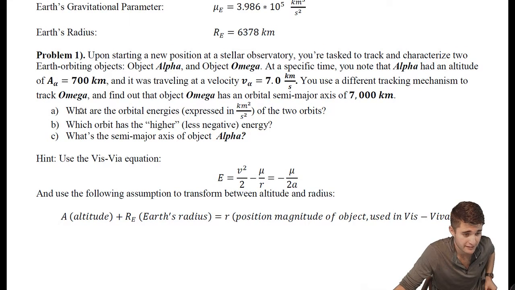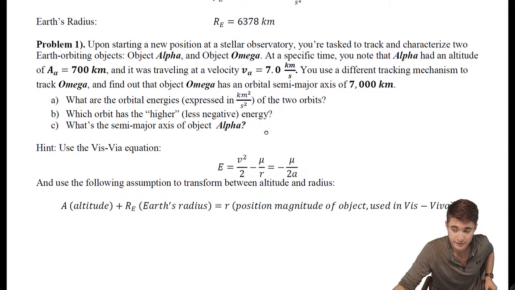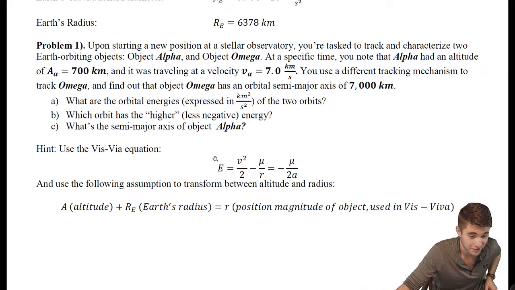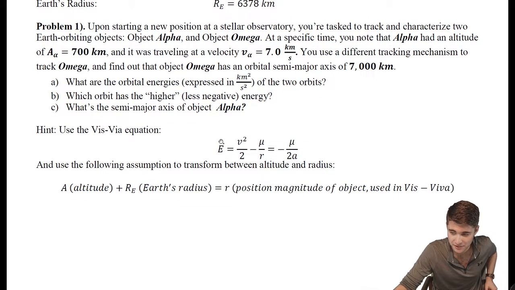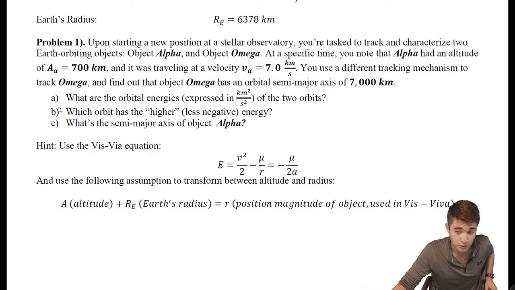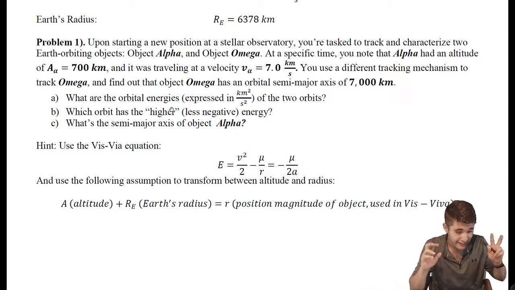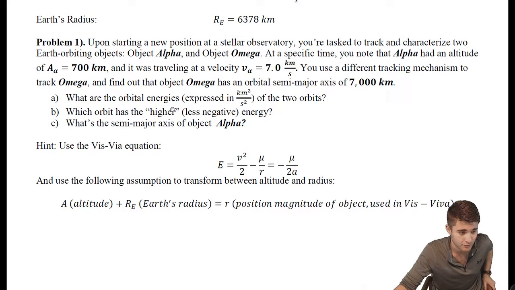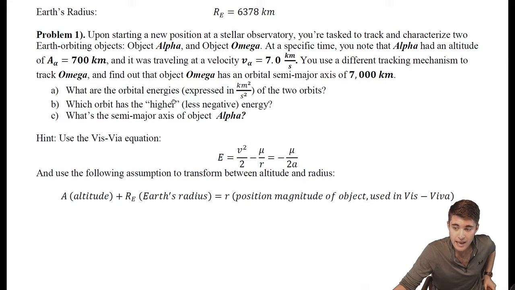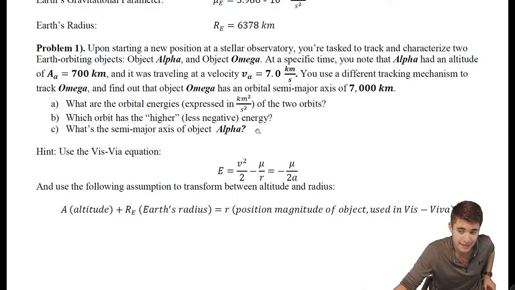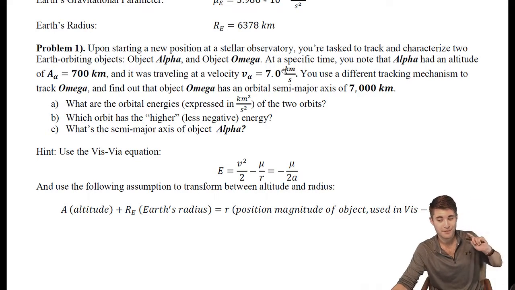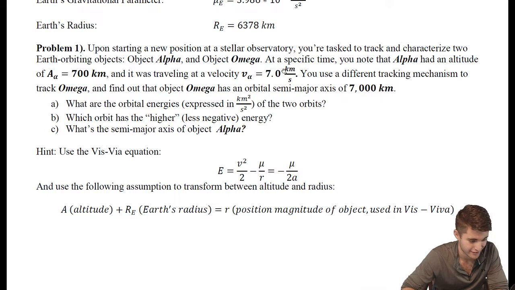But first question I'm asking, what are the orbital energies, right? And guess what? You can use the vis-viva equation, as it's more commonly known, right here. And which orbit, I ask, has the higher or the less negative energy? Which orbit has more energy? And then I ask you, what's the semi-major axis of object alpha? Because check this out, you've got the altitude of alpha and the velocity of alpha, but you don't have the semi-major axis, okay?